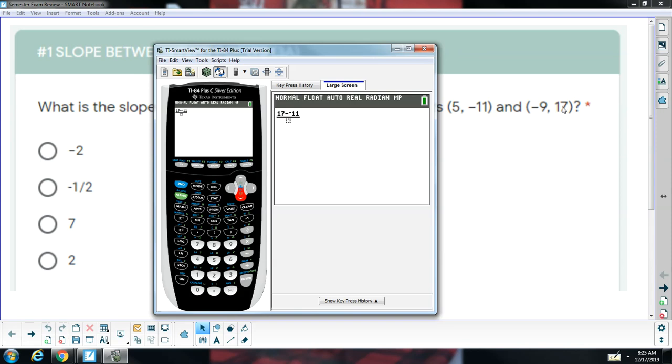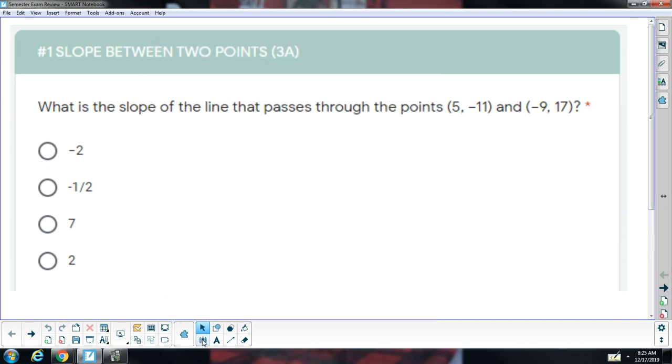Since I did the 17 first, I have to do my negative 9 first. So negative 9 minus, and then my first x value was a 5. And then I'm going to hit enter and let the calculator do all of the math for me and simplify it to the smallest fraction if there is a fraction. And I get a negative 2. So I know my answer should be negative 2. Negative 2 would be our answer.